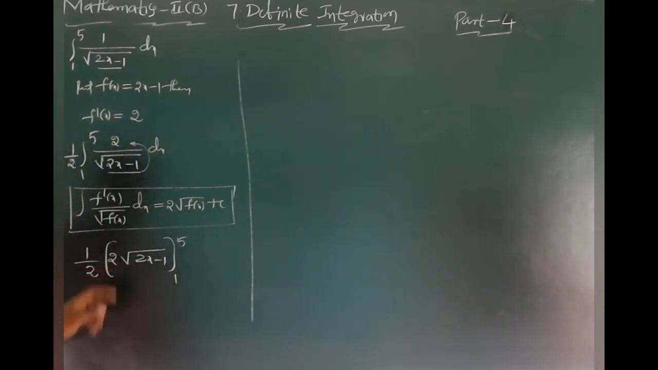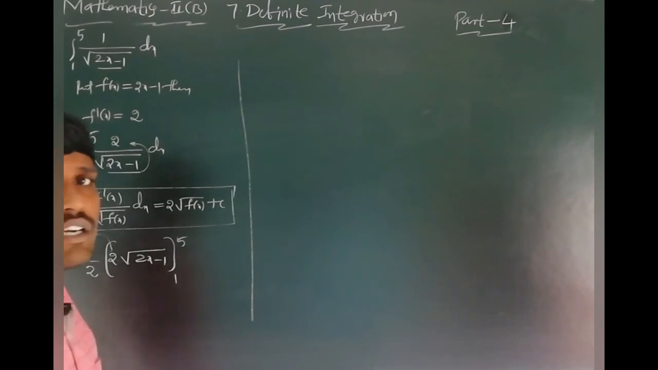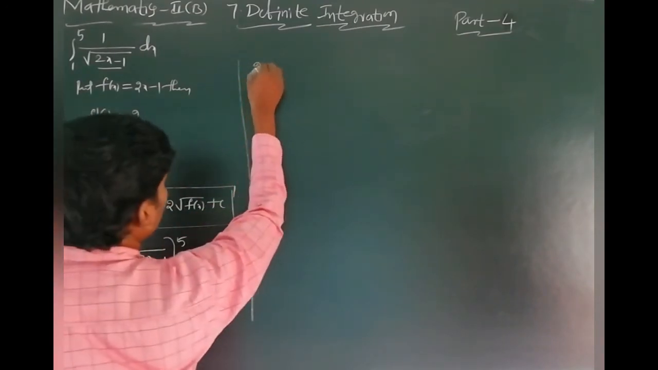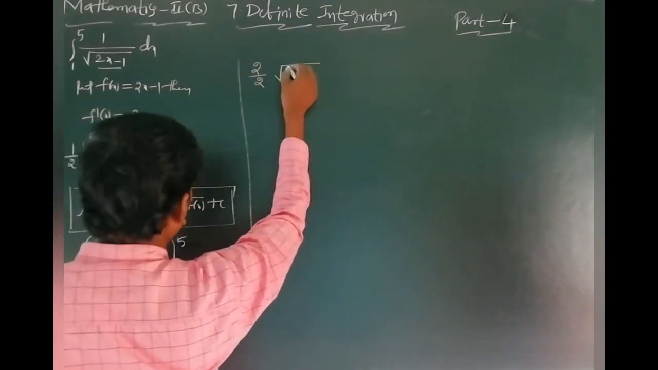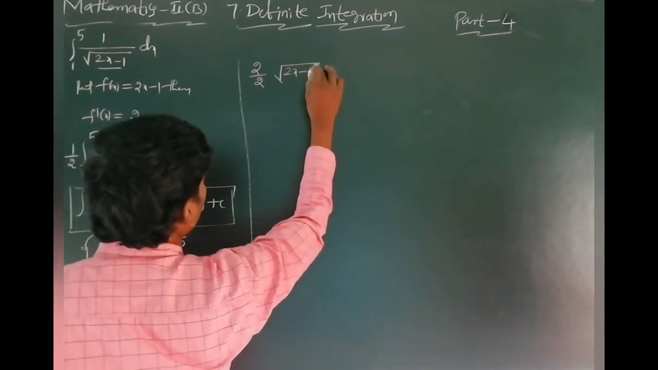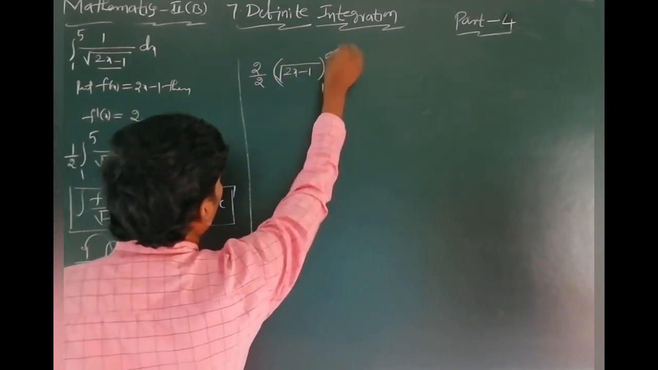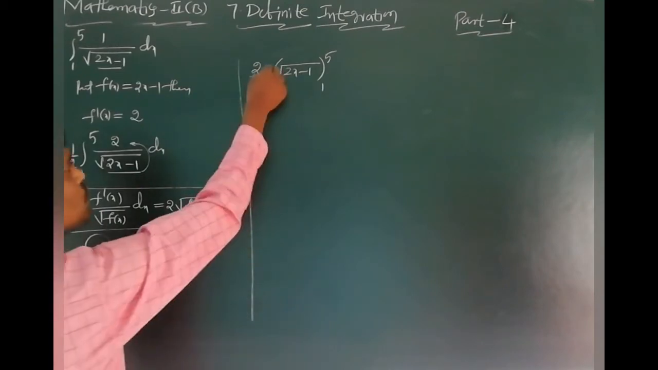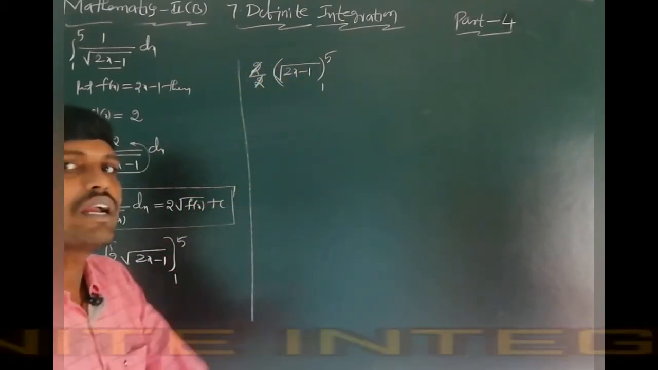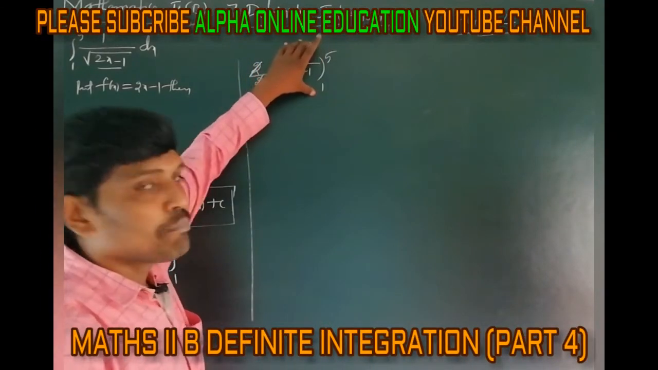1 to 5. Here you can take 2 common. You get 2 into 1 by 2, nothing but 2 by 2, square root of 2x minus 1, limits 1 to 5. The 2s get cancelled. You get here 1. Here apply first the upper limit.